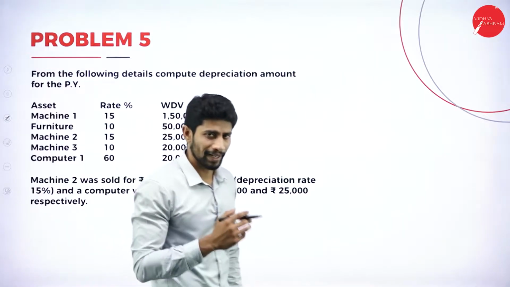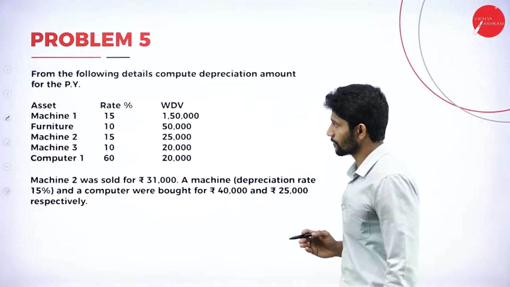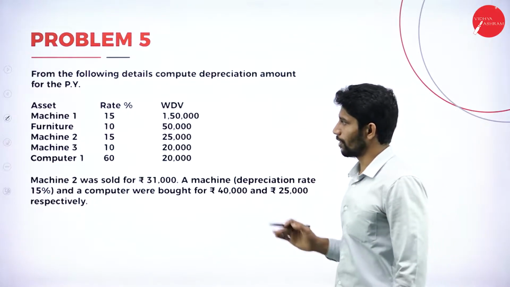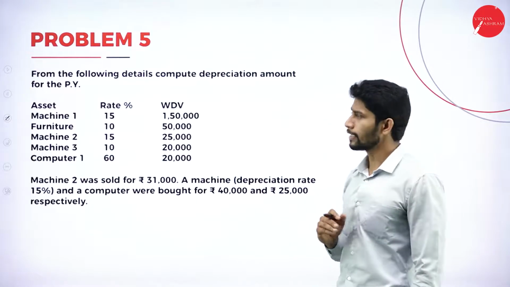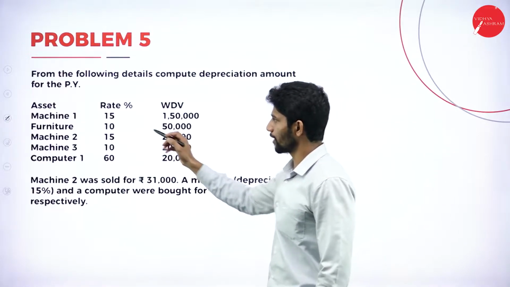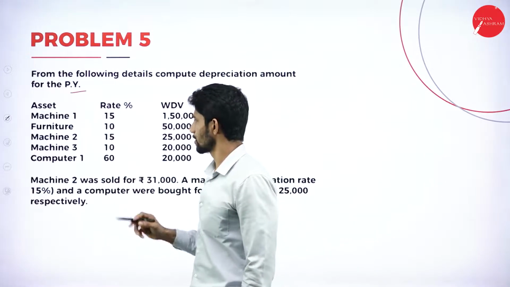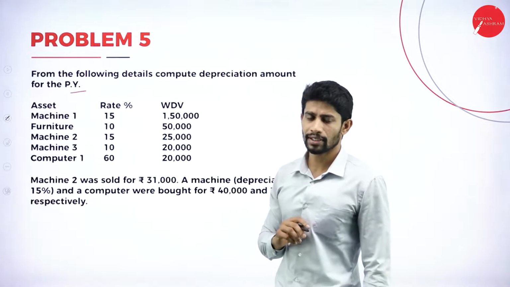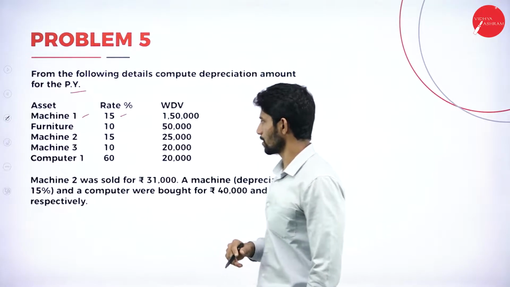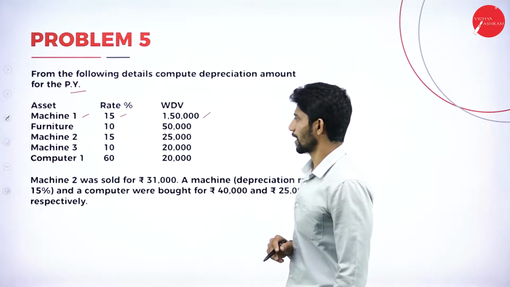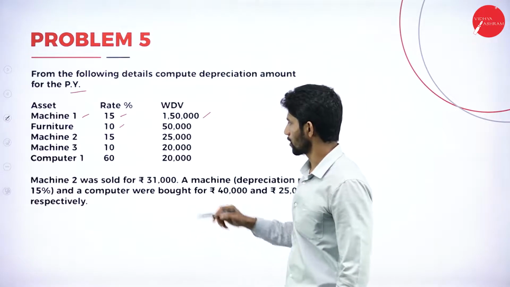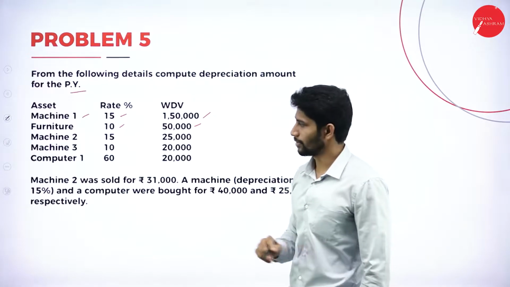Problem number 5. So here we have some information. With this information, we are supposed to calculate the total value of depreciation. So from the following details, compute depreciation amount for the previous year. So asset, rate and the written down value, that is WDV value. So asset machine A, rate 15%, written down value 1,50,000. Furniture, rate of depreciation 10%, written down value 50,000.